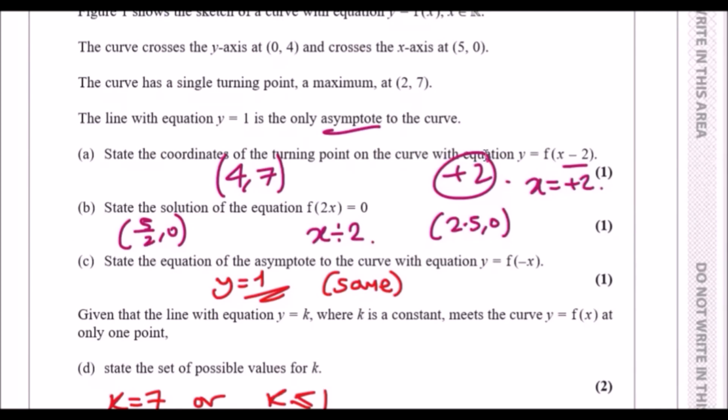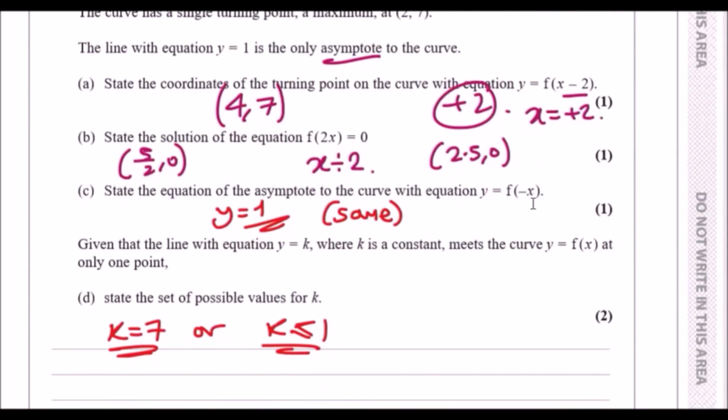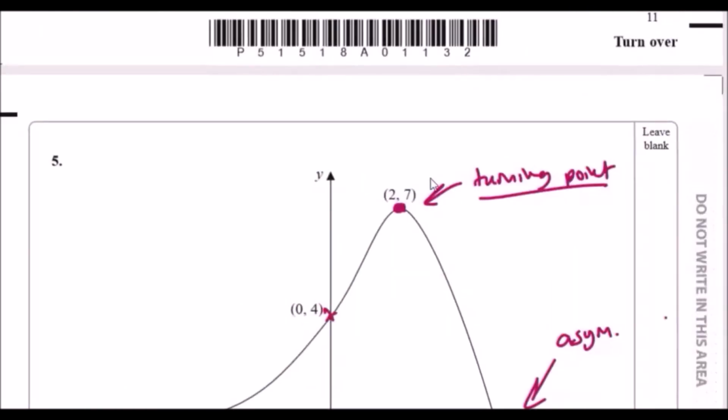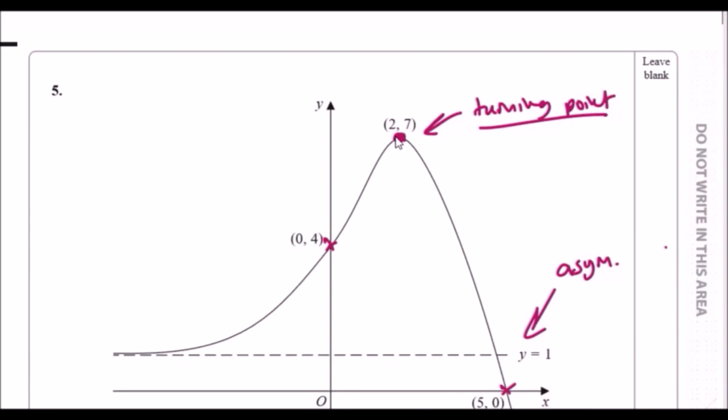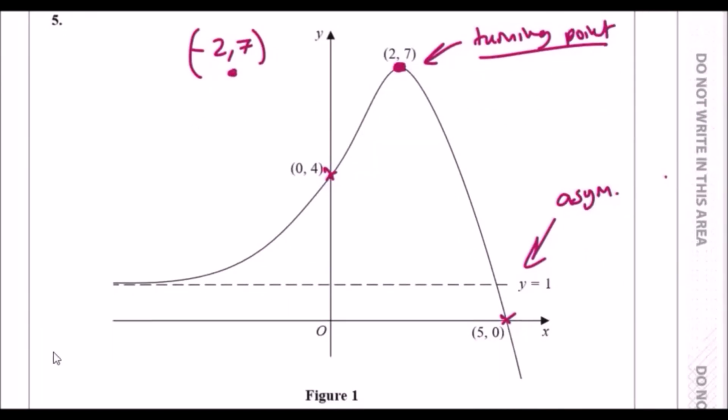So that's easy. Now C, state the equation of the asymptote to the curve with the equation y equals f(minus x). In this case, all the x values are flipped to negative, we just flip the signs. Previously we had (2, 7). This means (2, 7) will now appear as (minus 2, 7). The 5 down here will appear on the left side as minus 5, so let's put it around here somewhere. (0, 4) is the same because flipping 0 is still 0. So all that really happens is just a nice transformation.